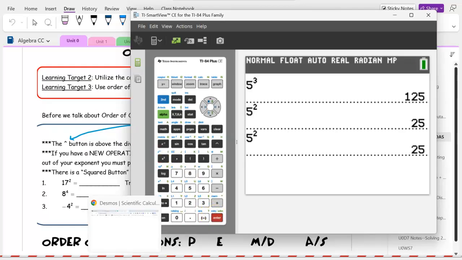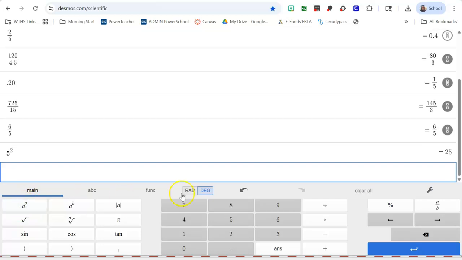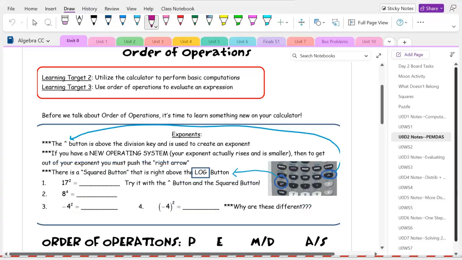Now, if you're going to use Desmos, you're going to type your number. If you want it squared, meaning raised to the second power, you click this. If you want to raise it to any other power, you're going to click this one, and then you can type whatever number you need. All right, so let's go over these 4 problems, and then we'll move to order of operations.